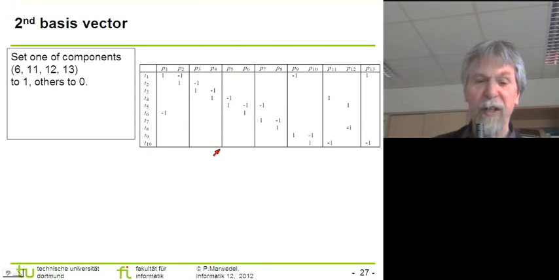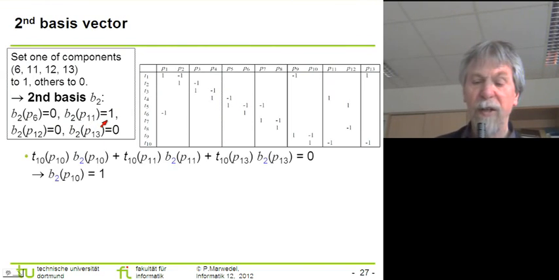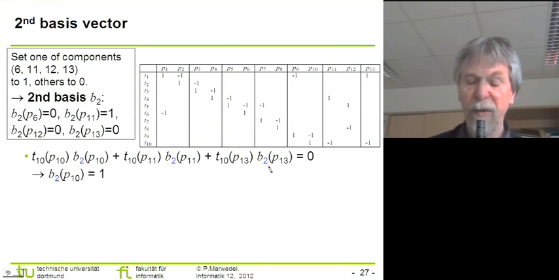So in this case, again, we will try to set one component to 1 and the others to 0. In this case, this component has been set to 0 and this component has been set to 1. And now we are looking at the last row again. If we look at the last row again, then we start with B2 of B13. So this is what we are setting to 0. Then we have T10 of P13. This is the last entry that we have over there, so that is a -1.